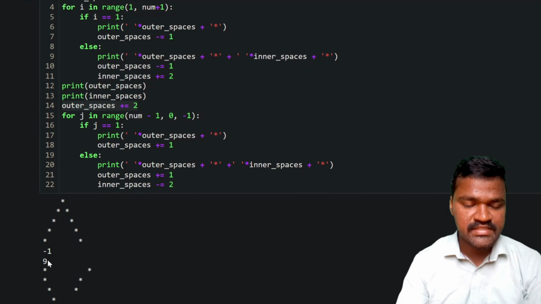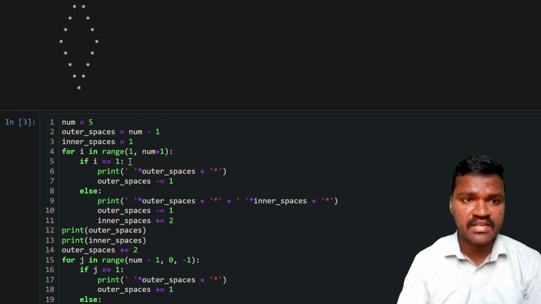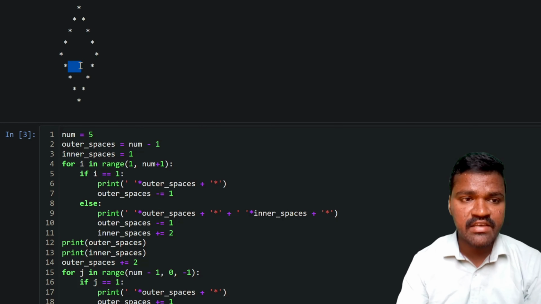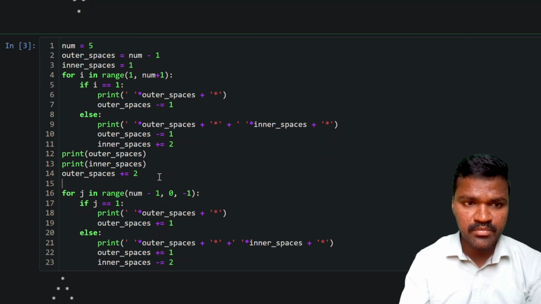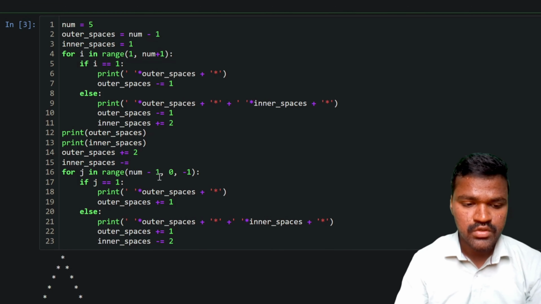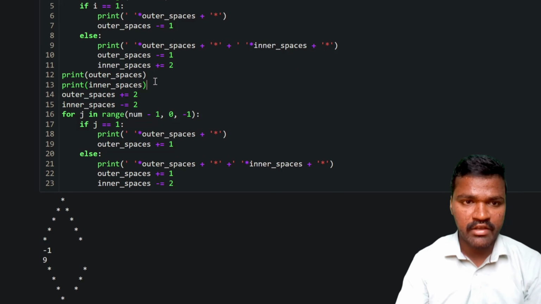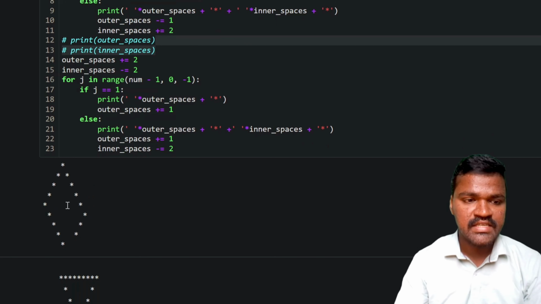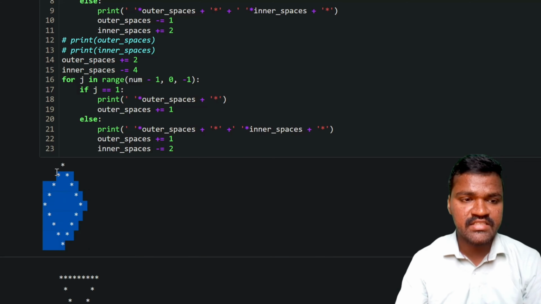If you carefully see this 9 here, we don't actually require 9 spaces in the middle of this pattern. We only require 7 spaces. So for that reason, I will mention inner spaces minus equal to 2. Not 2, I think 4. Let's see how this happens. I will comment this 2, and if I execute this, we still get some kind of problem because we need to decrement this by 4. So if I execute this, we can get this particular pattern.